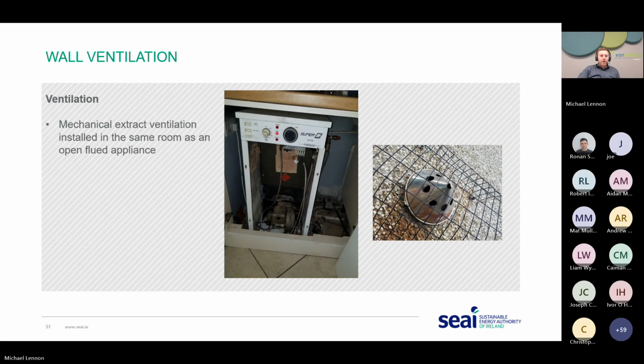In wet rooms that contain open flue appliances, it's a requirement that a mechanical extract vent isn't installed in the same room as an open flue appliance. We might see situations where we have utility rooms that are wet rooms. That utility room might have an open flue appliance in it. If that is the case, it is a requirement to have a permanent ventilator in that room if an open flue appliance is present.